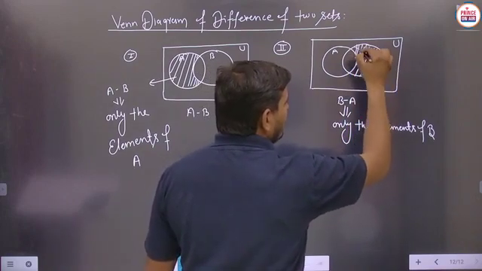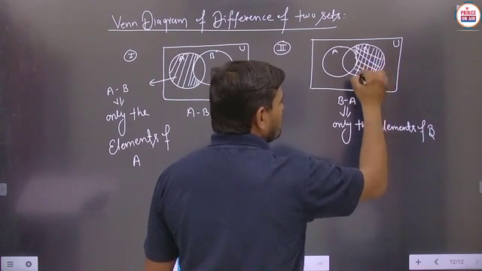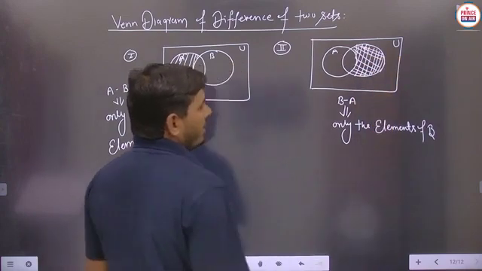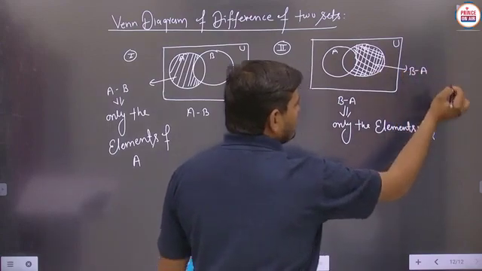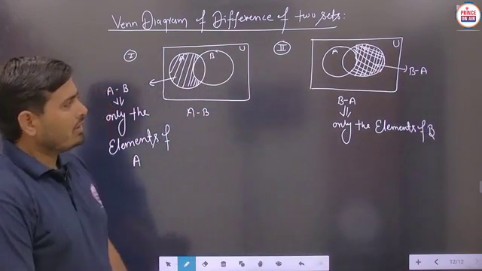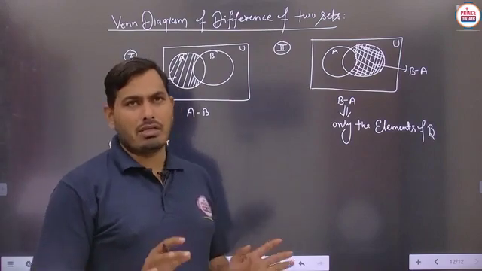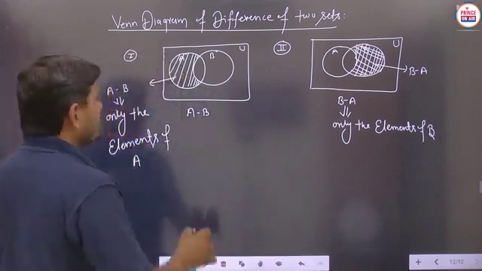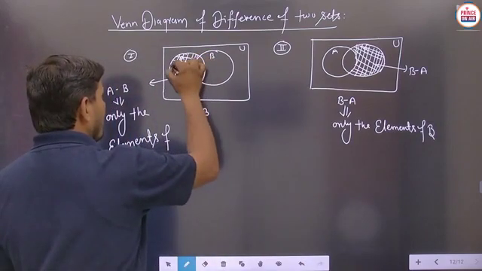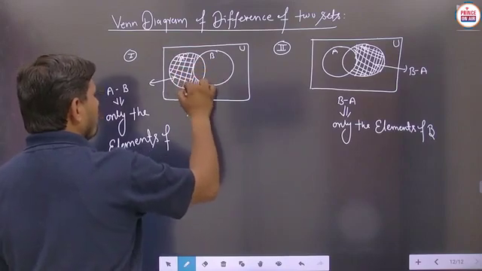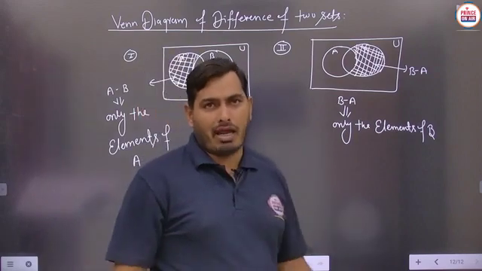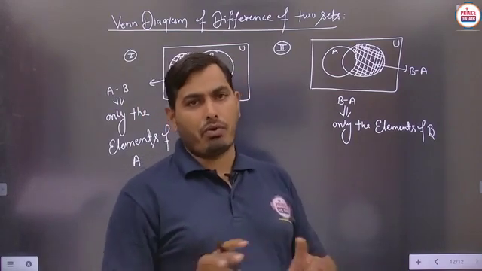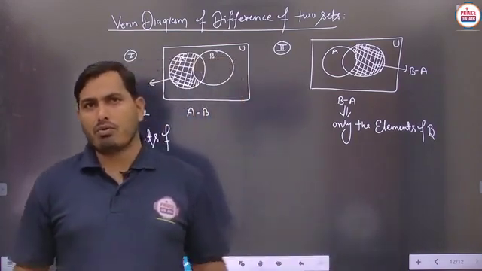Is it to be clear? So this particular region is to be shaded, and this particular region is the case of B minus A. Is it to be clear? So easily, students, you can just draw the Venn diagram of each and every case of A minus B and B minus A, and we have to keep this in mind always, because sometimes these Venn diagrams will help in the various proving type of questions, where some of the questions are to be proved.